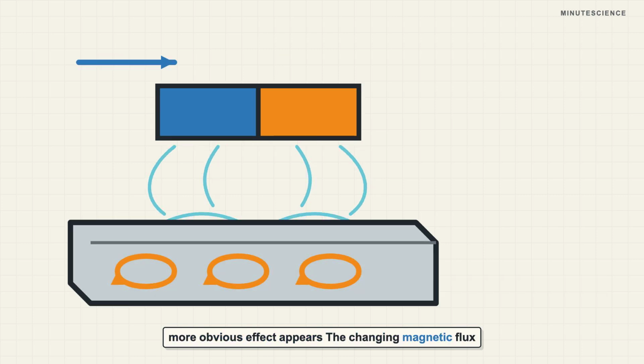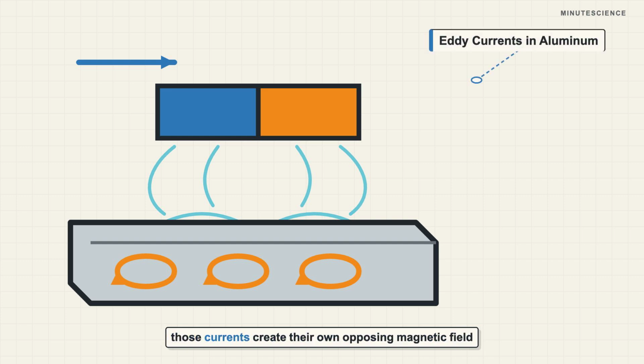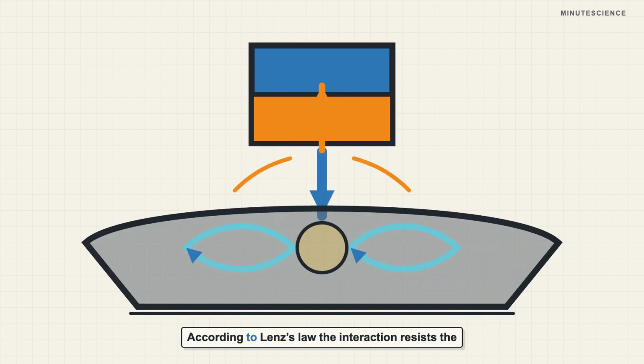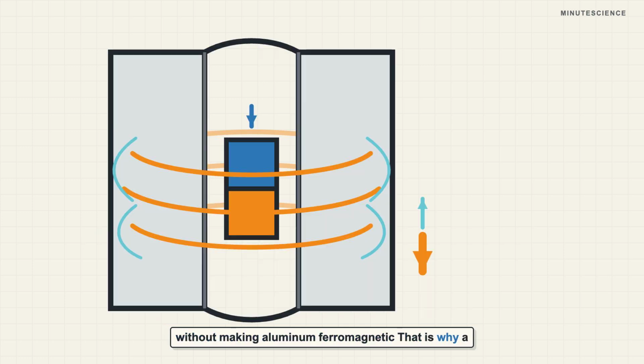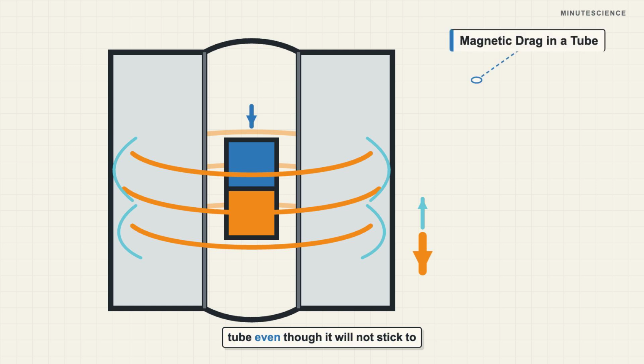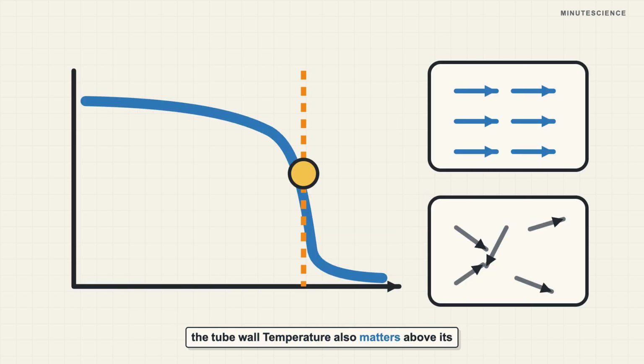The changing magnetic flux drives circulating eddy currents in the metal, and those currents create their own opposing magnetic field. According to Lenz's law, the interaction resists the change, producing magnetic drag or even brief repulsion without making aluminum ferromagnetic. That is why a magnet can fall slowly through a thick aluminum tube, even though it will not stick to the tube wall. Temperature also matters.